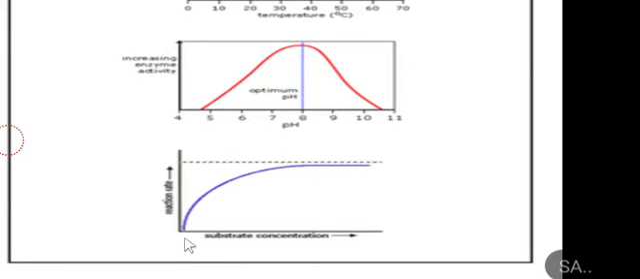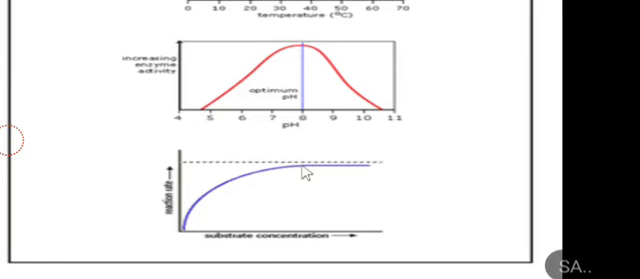Now you'll see the substrate concentration. You can see as the substrate is coming and attaching with the enzyme, the rate of reaction is increasing. But after this point, there is no effect on the rate of reaction. It is not changing. Why? Because this is the point of saturation. It means the enzyme has already been occupied by the substrate and there is no more space left for the enzyme to attach more substrate. So that's how it has become saturated.